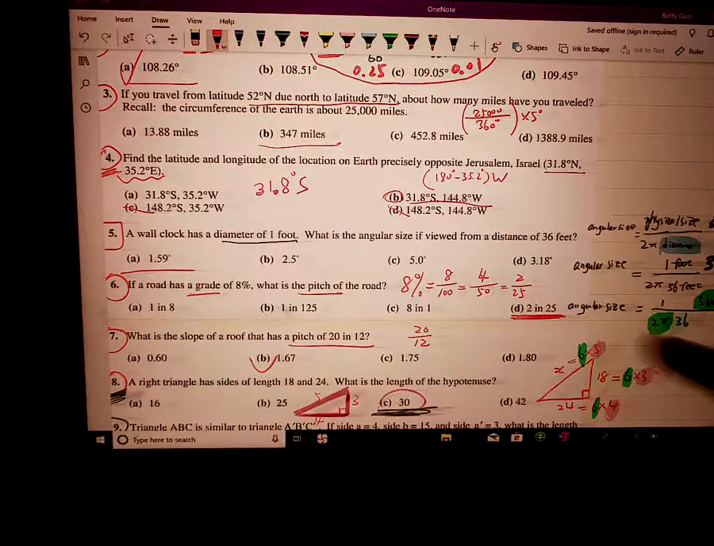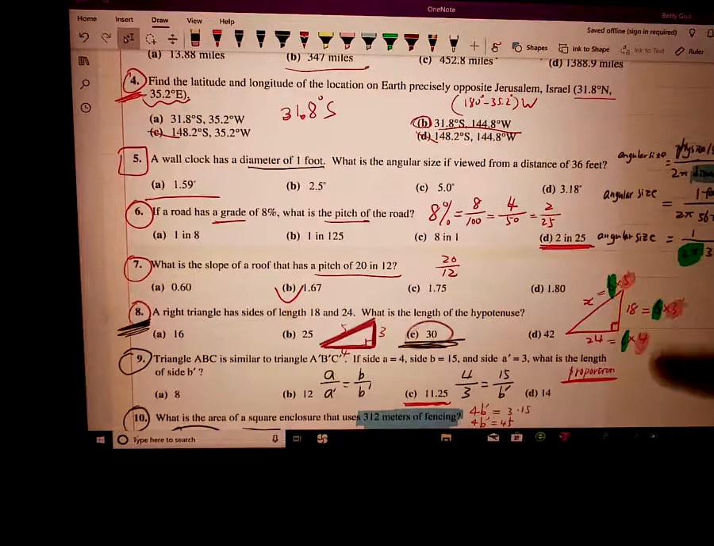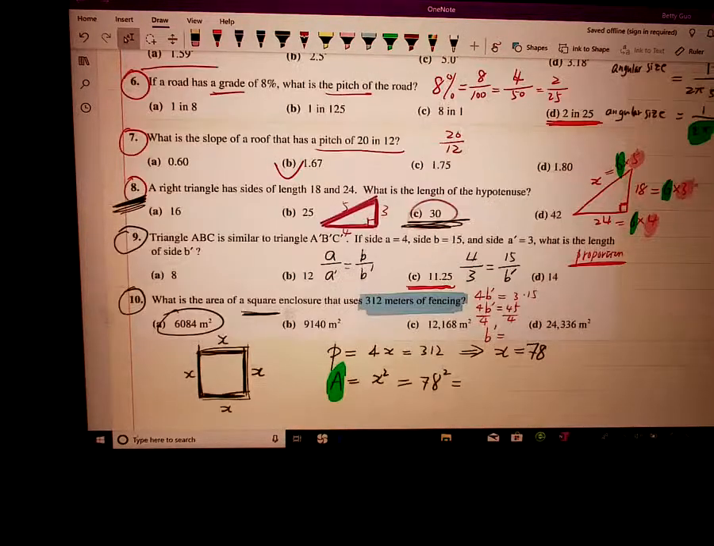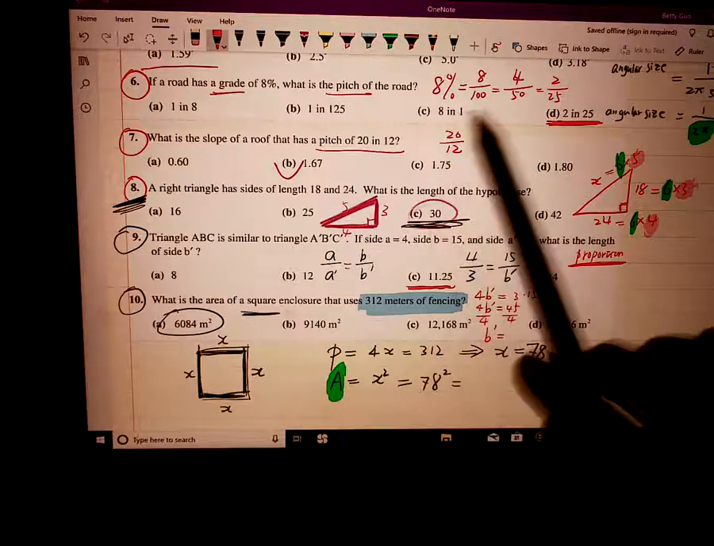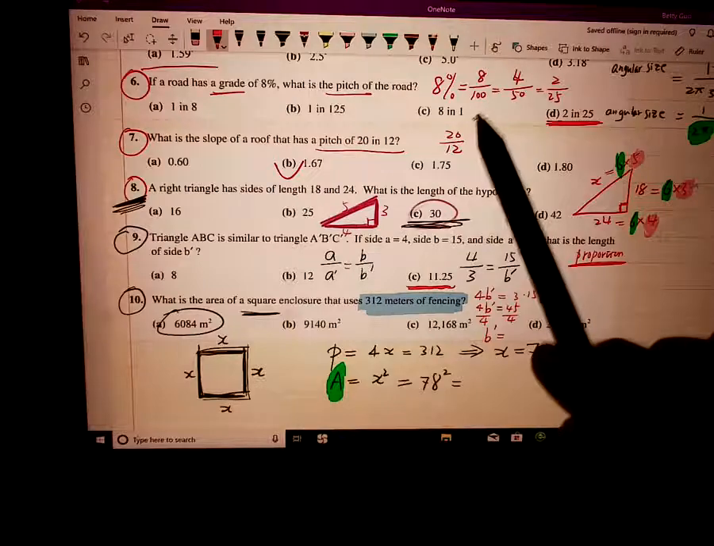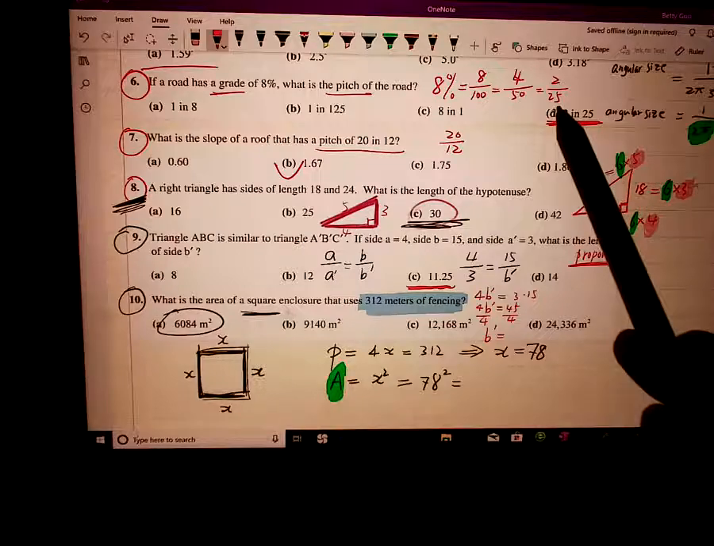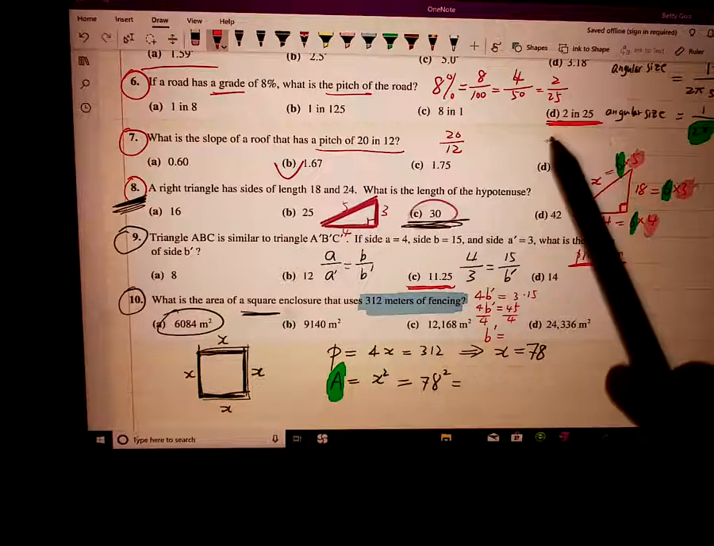Okay. Number 6, if a road has a grade of 8%, what's the pitch? We know both of them are the same as the slope. It's just the different forms. Grade is a percent, 8%. If we rewrite 8% as a fraction, that is 8 over 100. If we reduce this fraction, we would have 2 over 25. So the pitch is 2 in 25. We choose D, D as in dog.